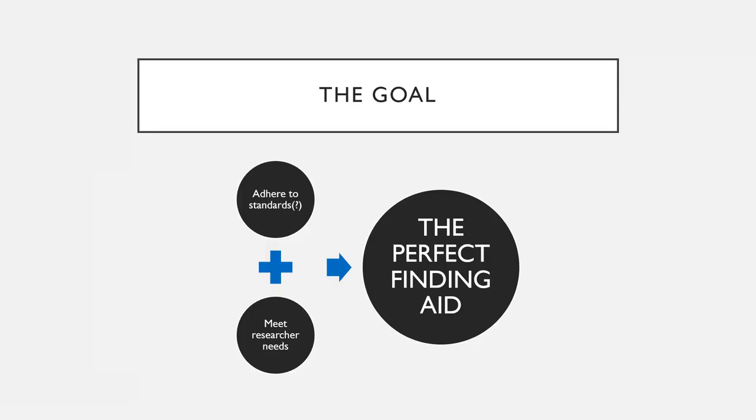Now I have a question mark next to adhere to standards because if you look at the bare minimum for DACS, it's still pretty basic, bare bones information, which might meet the needs of some researchers, but certainly not all researchers, or probably even most researchers. So even just adhering to standards isn't really going to get the job done. So archives might have to look beyond just what DACS recommends and say, well, we should really provide this additional information. So it has to be a combination of adhering to standards and meeting researcher needs.